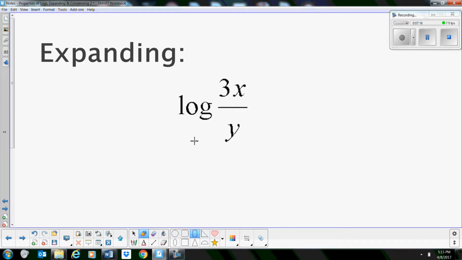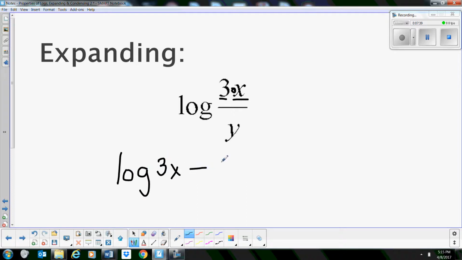Okay, how about this one? Now this one's a little bit different. We have a quotient. We have division, so we're going to have to expand that, plus we have two terms on top. So don't forget, just because this is a constant, it also gets its own logarithm. So we're going to take log of 3x minus log of y.